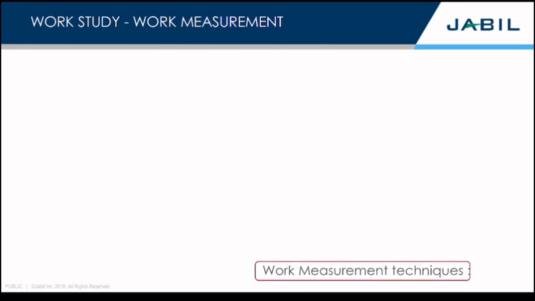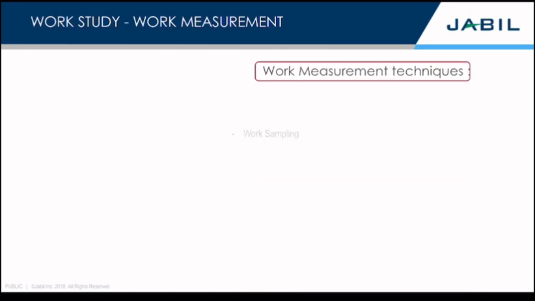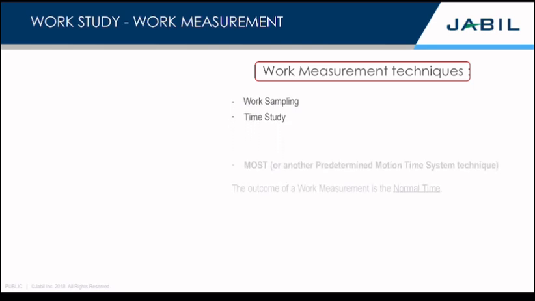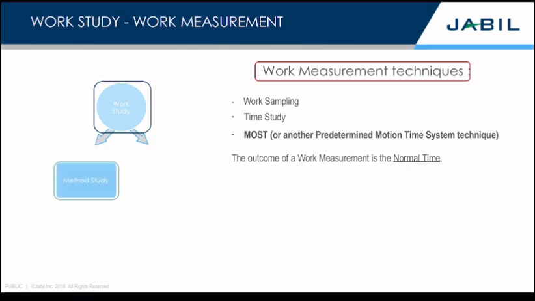As explained in the work measurement module, the time for the best method is calculated using one of the following work measurement techniques: work sampling, time study, MOST. The outcome of a work measurement is the normal time.